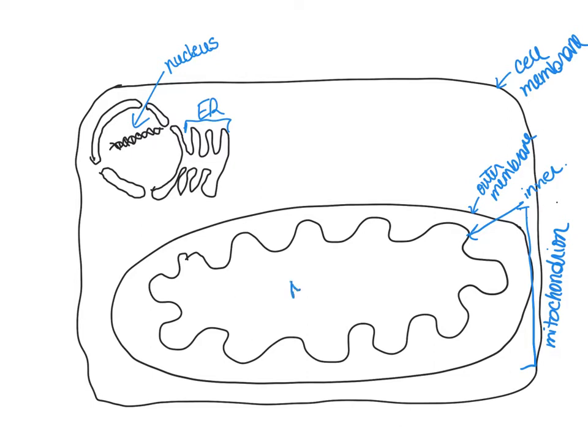This part inside is called the matrix. This is all an aqueous solution, lots of water and solutes. And then this part in between the two membranes is called the intermembrane space. At least that one makes sense. And then this part out here you're all familiar with already is the cytoplasm. And cellular respiration takes place in all of these different compartments.